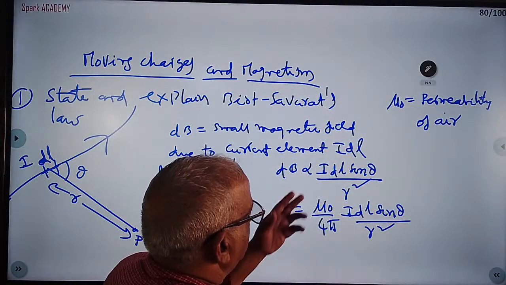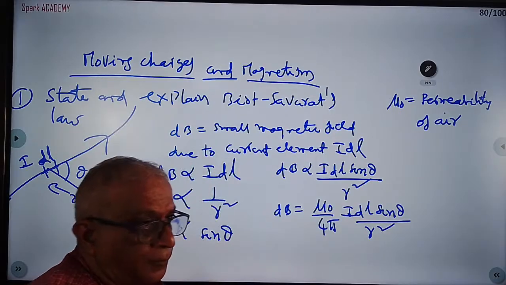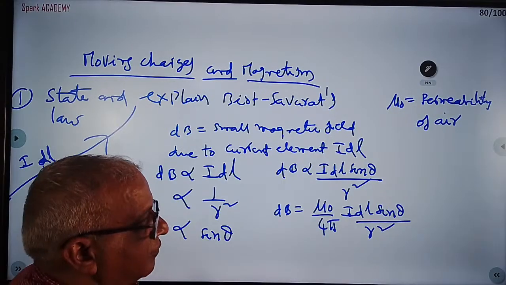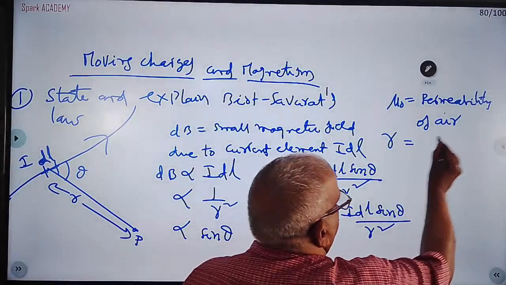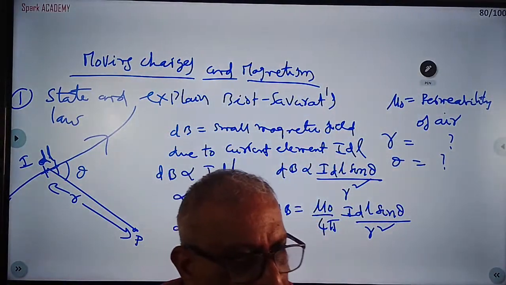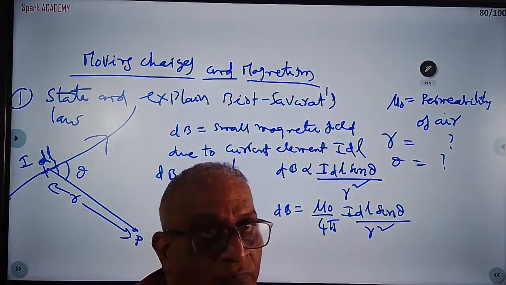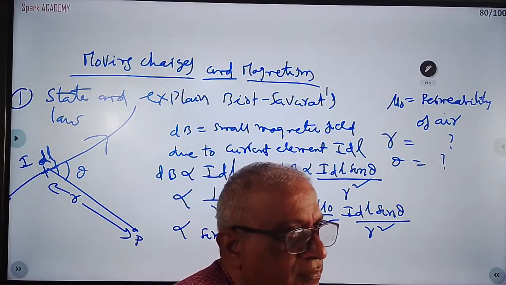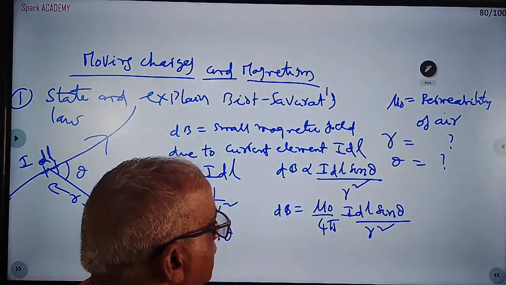I explained the law; the diagram is here, but you have to write the description. You have to write what r is: the distance of the point P from the center of the current element. What is theta? Theta is the angle between Idl and r. This is called an empirical law, not an exact law.